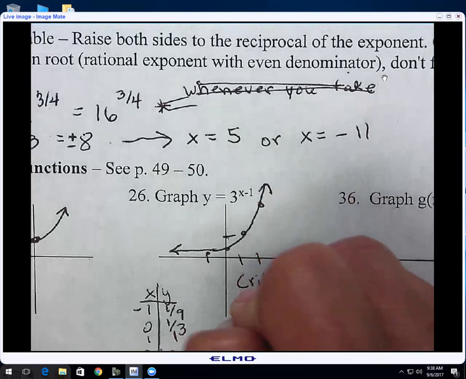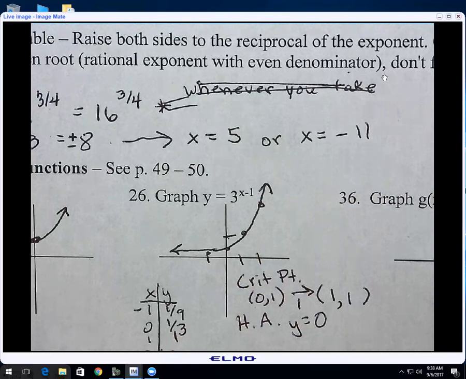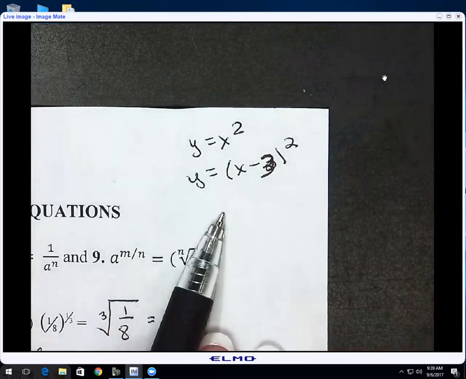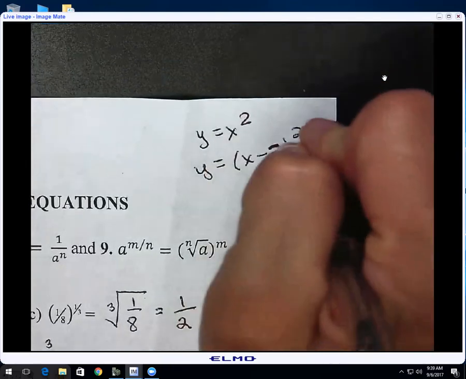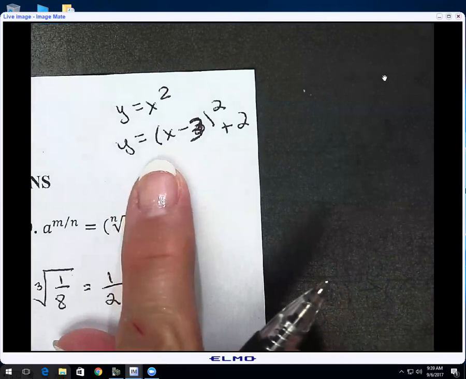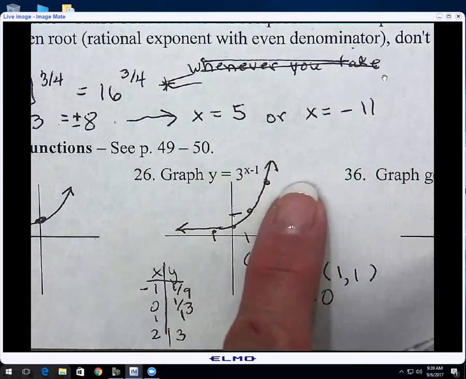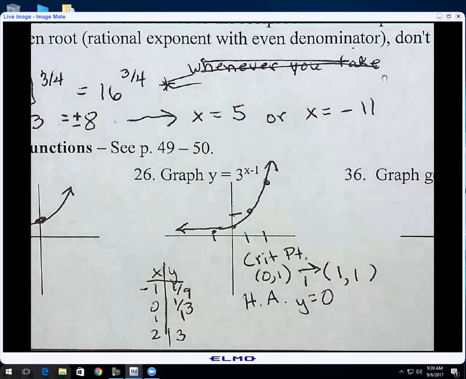The horizontal asymptote was still y equals 0 because this graph wasn't shifted up or down. What would shift the graph up or down? What would shift this parabola up or down? If I added or subtracted something after I did the squaring, if I put a plus 2 on the end, that parabola would be shifted to the right 3 and up 2. I don't have an example specifically of that here, but if there was a plus 2 on the end of this exponential function, then the horizontal asymptote would be shifted up 2 as well.